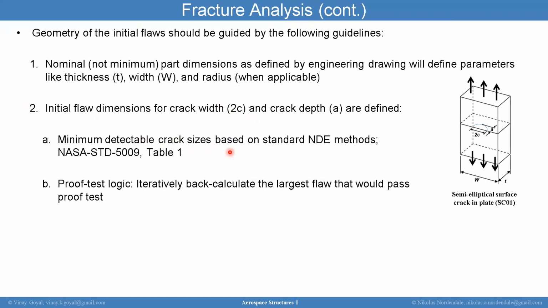The geometry in the modeling should be specified as nominal part dimensions, and you're going to provide thickness, width, radius, and the initial flaw dimensions for the crack. Typically, you want to analyze to the minimal detectable flaw sizes in the non-destructive inspection standards. NASA STD 5009 Table 1 gives you the minimum detectable flaw sizes for NDE, and you want to make sure your structure survives to those minimal flaw sizes.